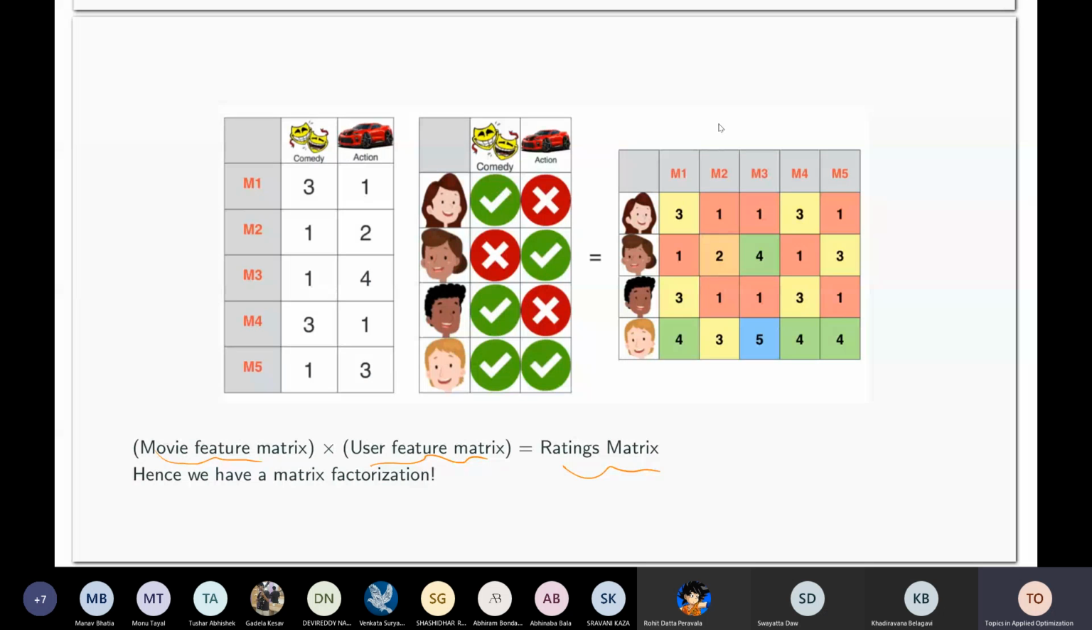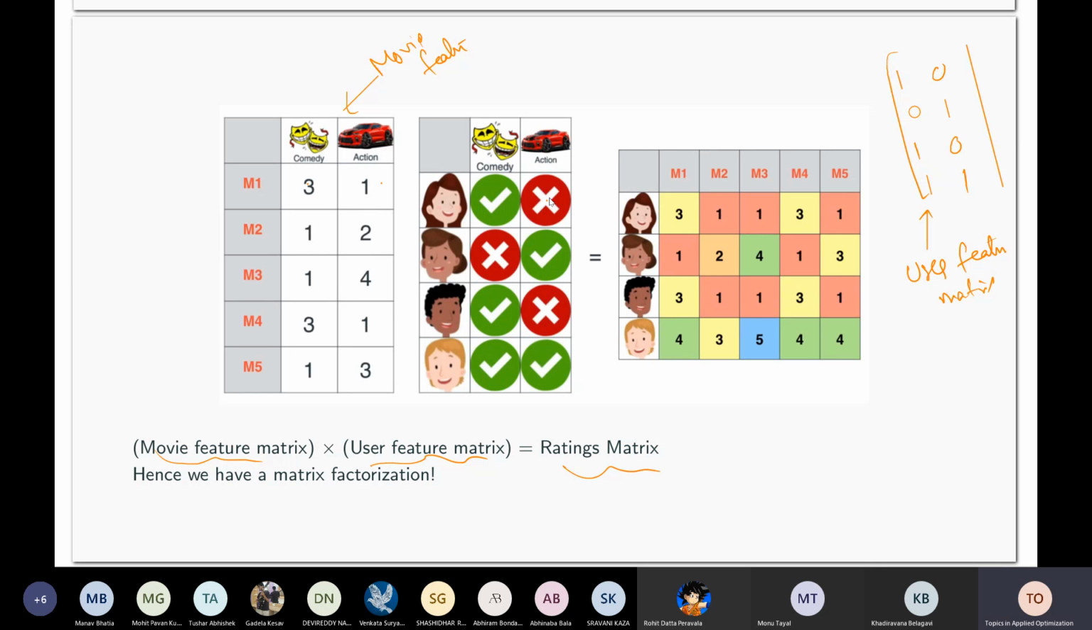So let us fill this as 1 0 0 1 1 0 and 1 1. This is the user feature matrix. This data is already given to you. This is the movie feature matrix. So now what do you do? How can I multiply this to get this? So I can multiply these. What I'm supposed to do is this times this and this times this.